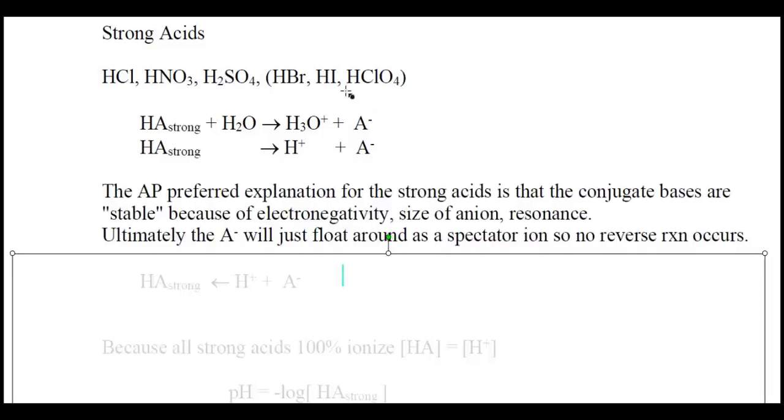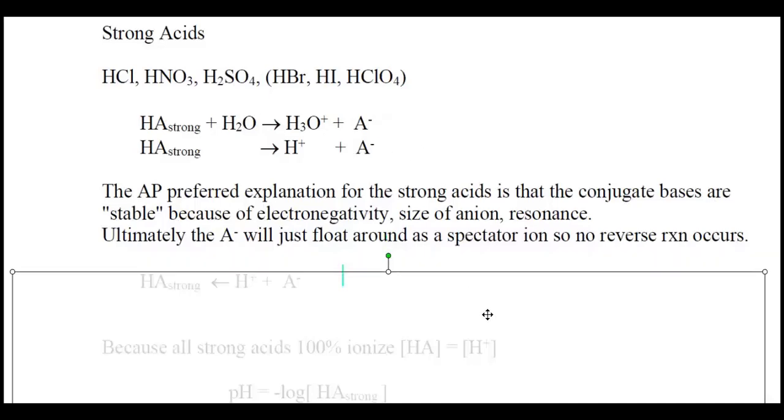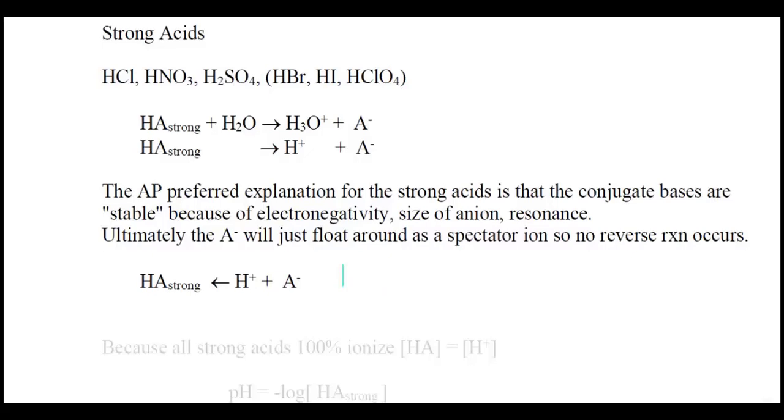The conjugate base, the A-, is stable, and they're stable because of resonance and the size of their atoms. And the more stable the base is, the less likely it is to pick up the proton and turn back into the conjugate acid. These ultimately float around as spectator ions, and no reverse reaction occurs. This reverse reaction is not going to happen. Big X. No way. The reverse reaction doesn't happen at all.